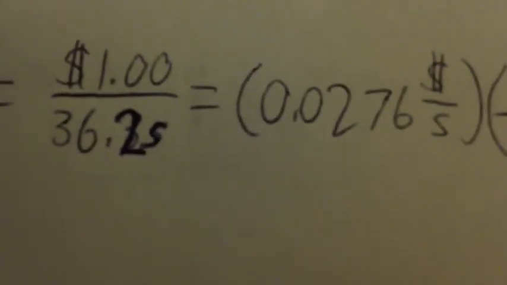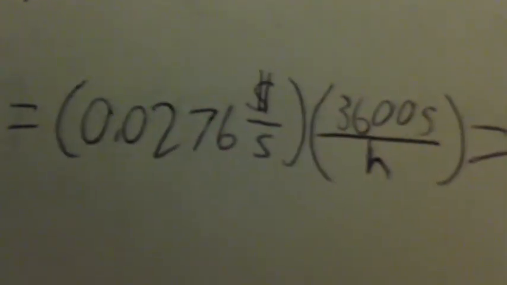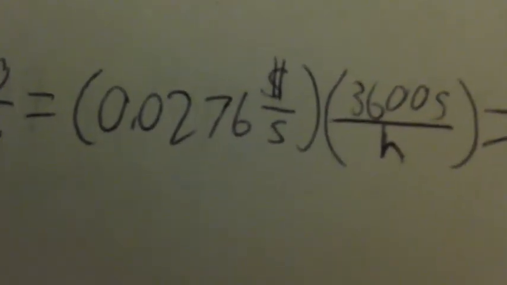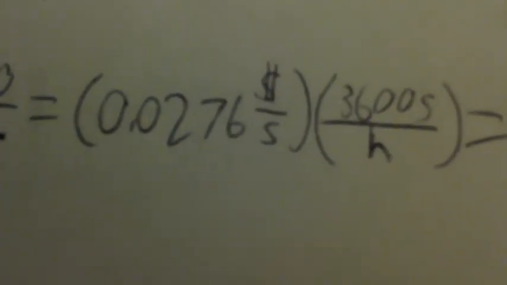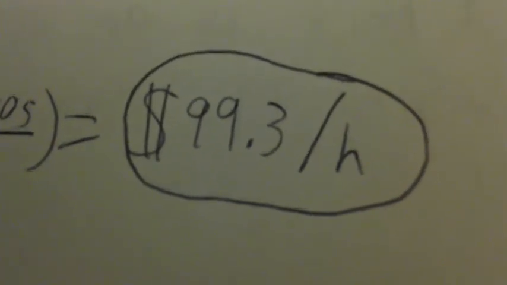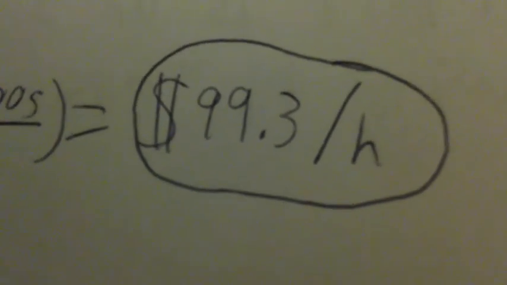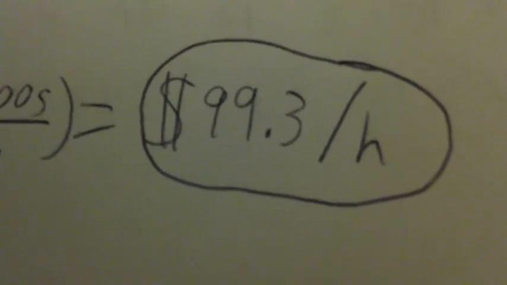To find his hourly wage, use dimensional analysis to change seconds to hours, multiplying by 3,600 seconds per hour, to end up with the final and same answer, $99.30 per hour. The assumptions used in this problem, in this method, are the same as the previous method.